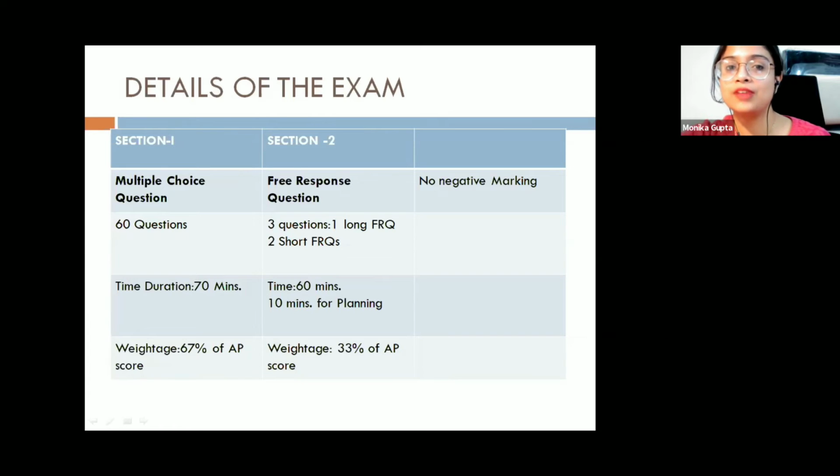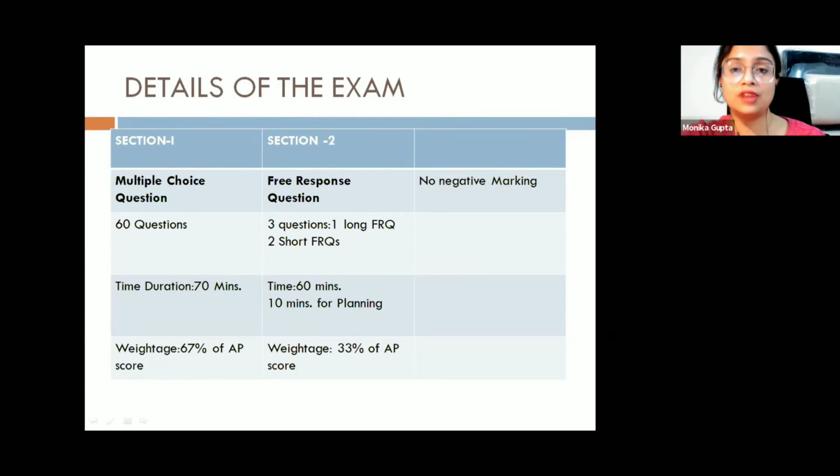Now, free response questions will be 3 again. 1 will be the long FRQ, and 2 will be the short FRQs. Time will be 60 minutes, and 10 minutes they're going to allot for the planning part, and the weightage over here is 33%. There is no negative marking. So please do answer all the multiple choice questions and all the free response questions.